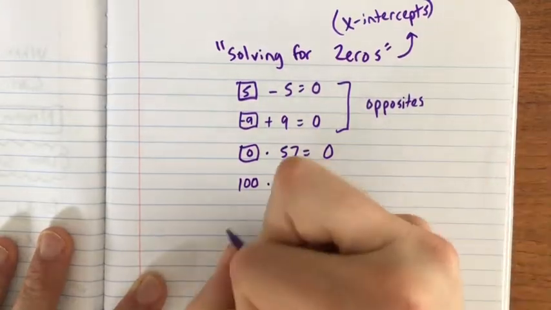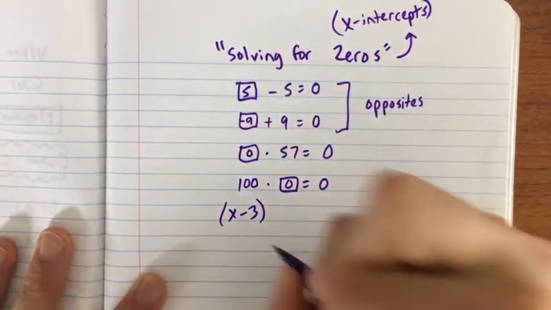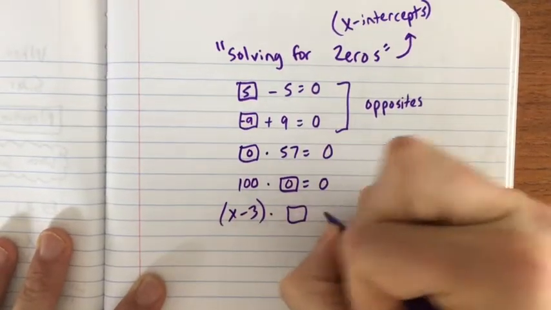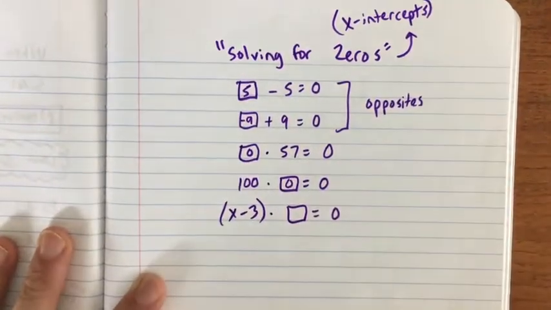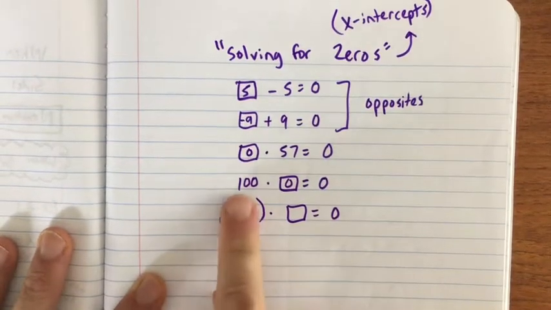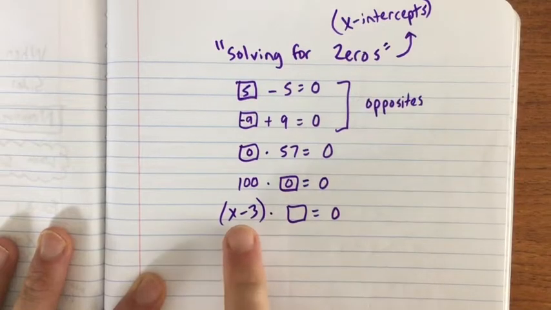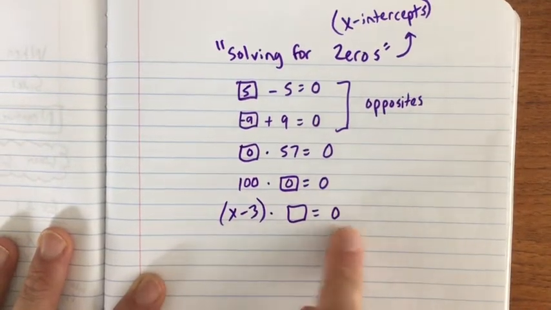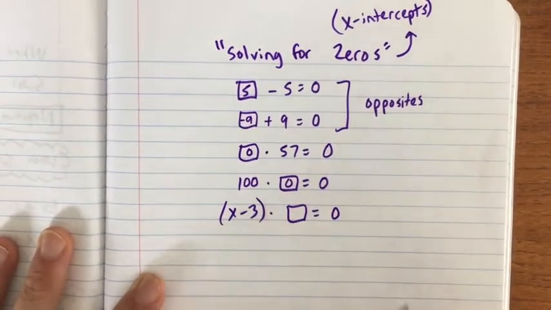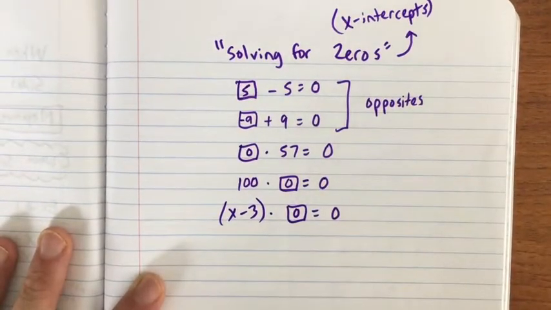Let's try something more complicated. X minus 3 times a number makes 0. What goes in the hole? So it doesn't matter what's here. If I have a number times a number makes 0, and I know that this is not 0, that tells me that this has to be 0, right?